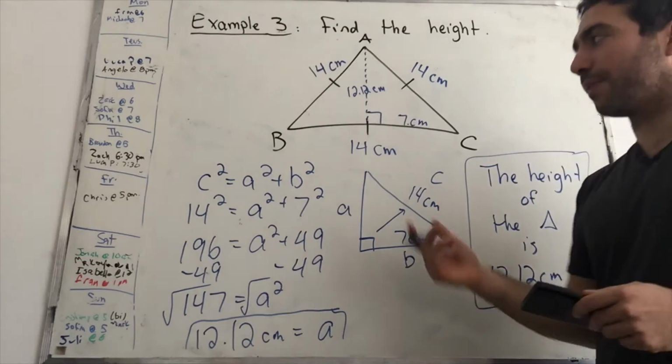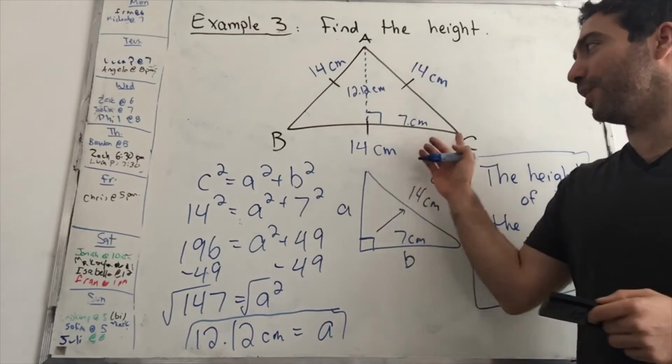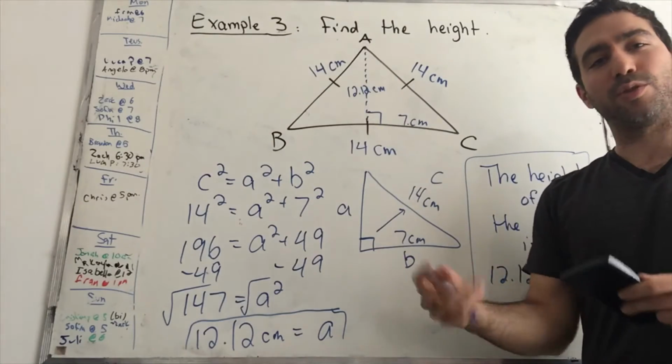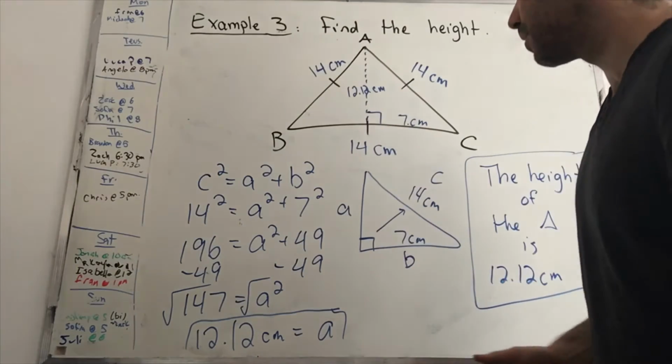Notice that now if you wanted to find the area of the triangle, you're able to, because we have the base, it's 14, and we just solved for the height, 12.12. So you would be able to find the area if that was asked.